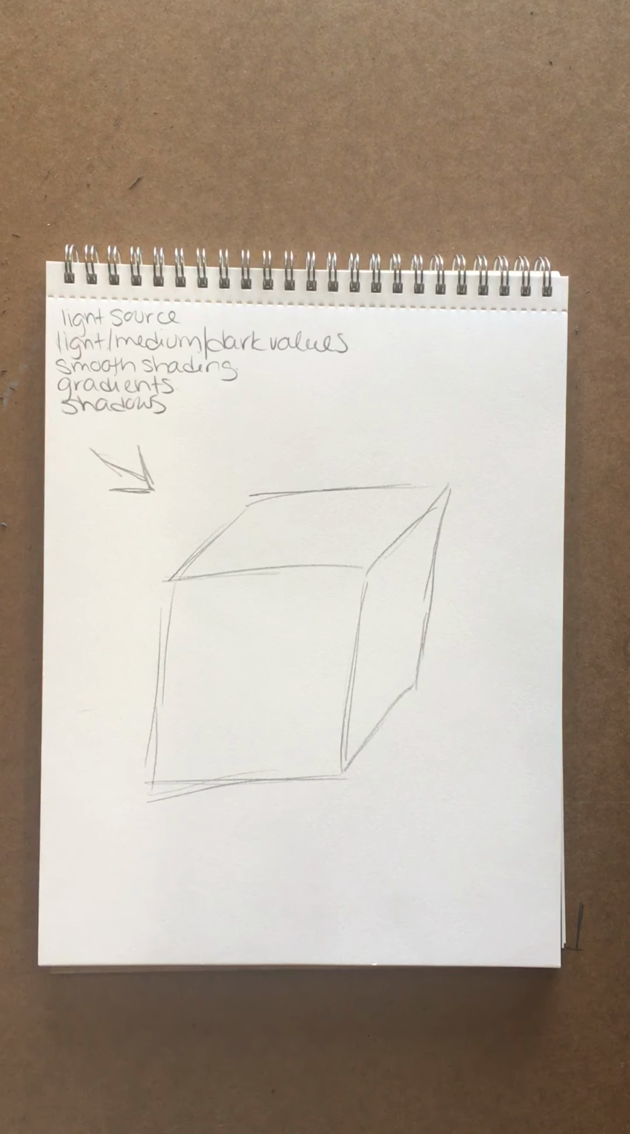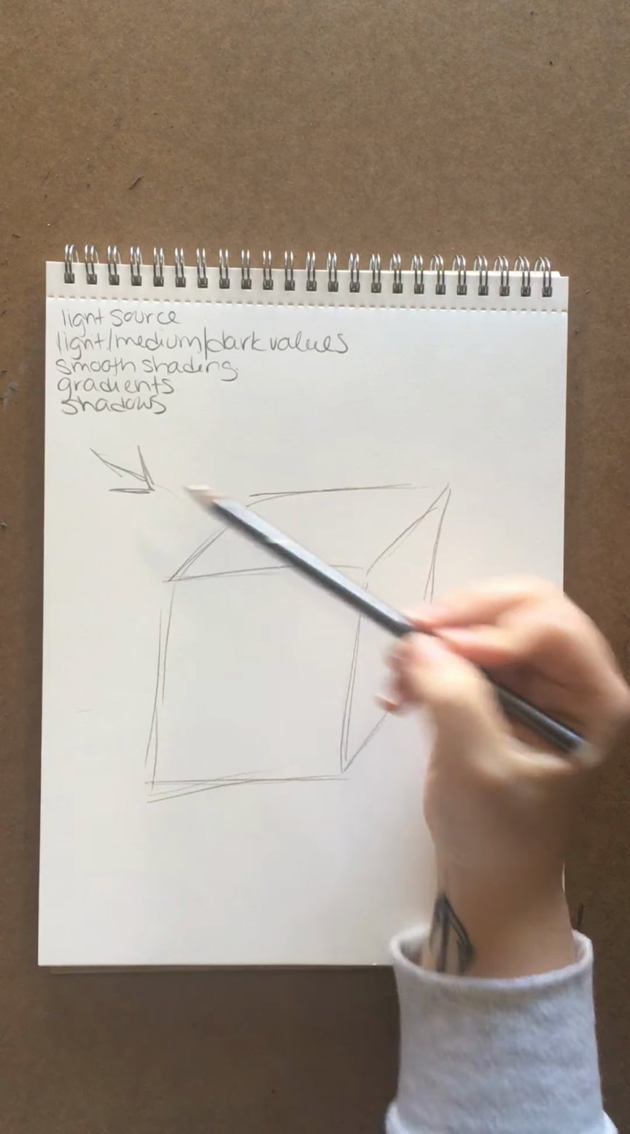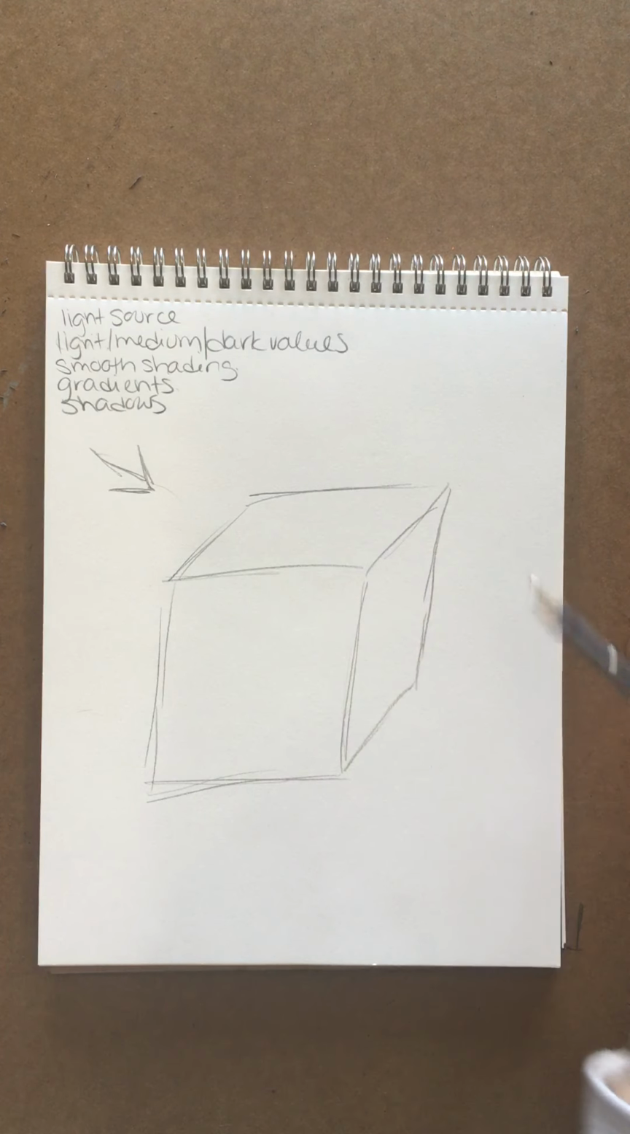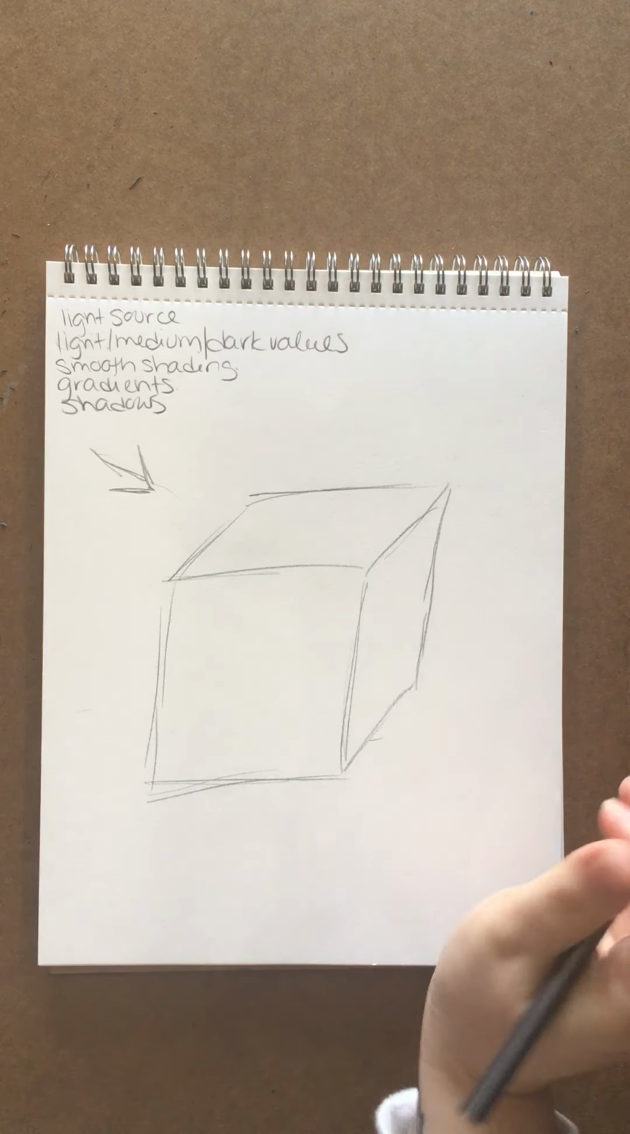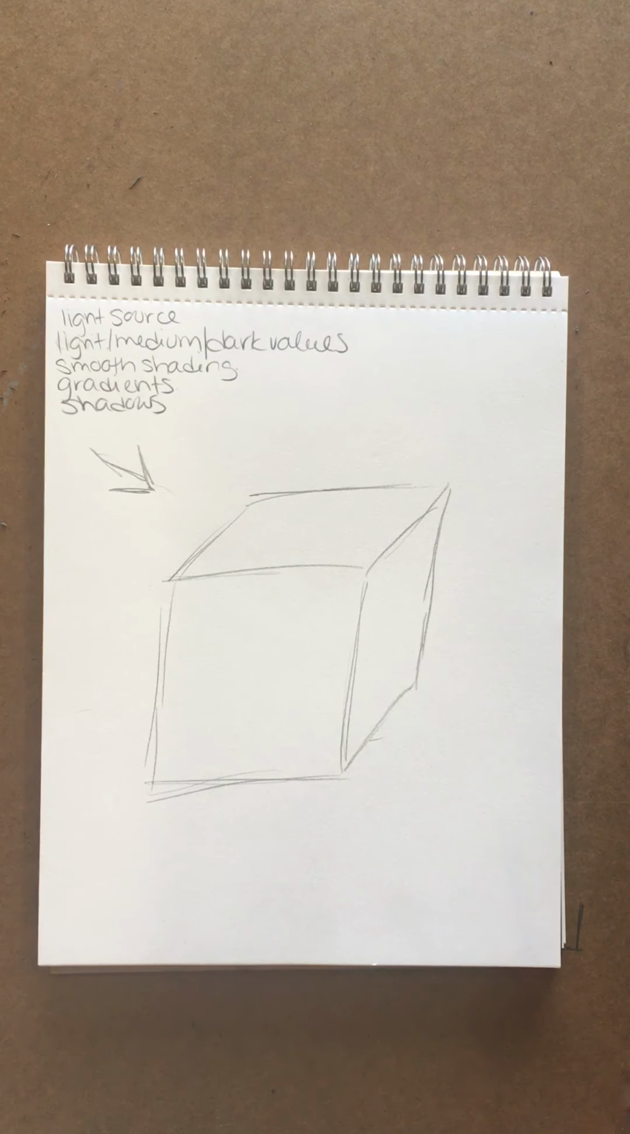You don't need to do the arrow, but it might help you keep track of where the light is, because if the light's coming from here, everything up here is going to be lighter and everything over here is going to be darker because of the light, and the object blocking the light is going to create a shadow over here. When I go to start shading, I'm going to start with those dark, medium, and light values.